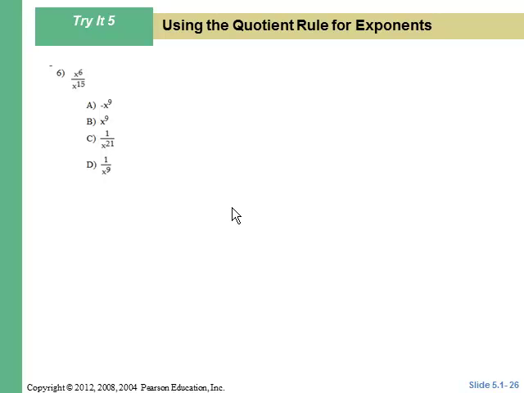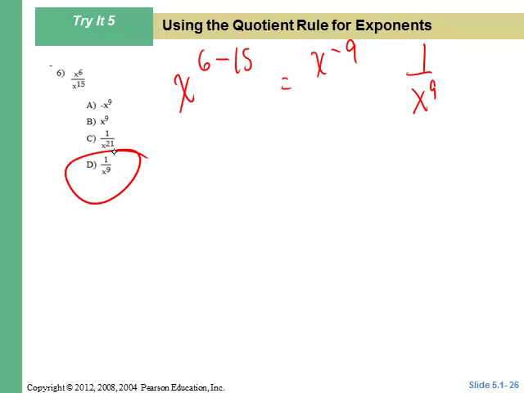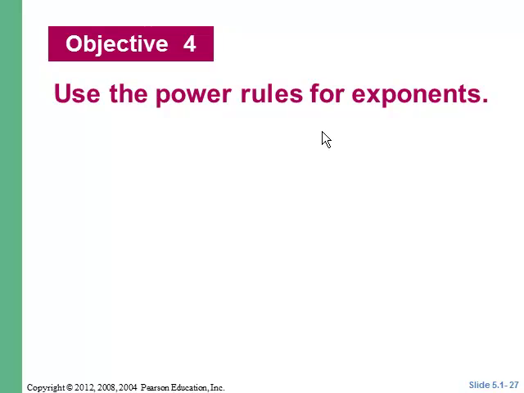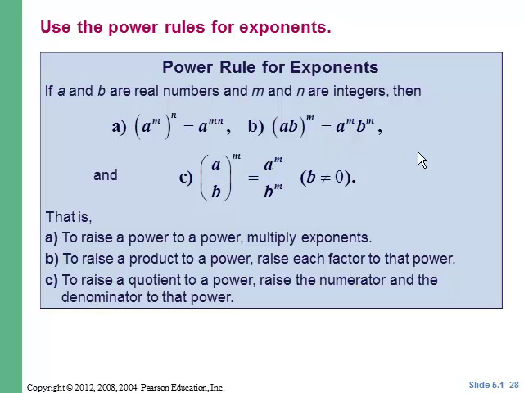How about this one? x to the 6 minus 15, which is x to the negative 9, which is 1 over x to the 9. Notice that this is not this. The negative sign is in a different spot. That's negative of x to the 9th. How about the power rule for exponents?